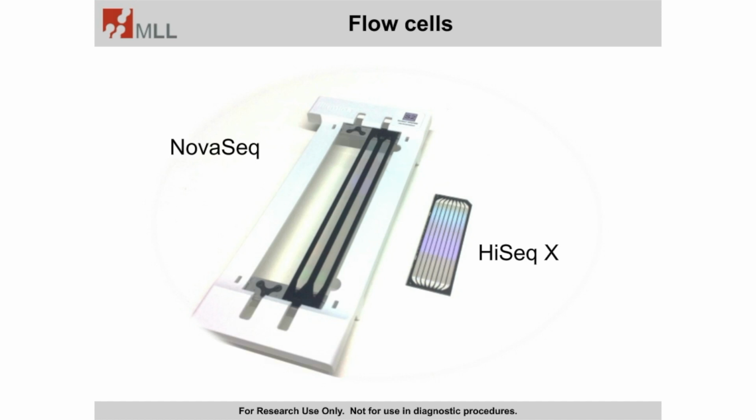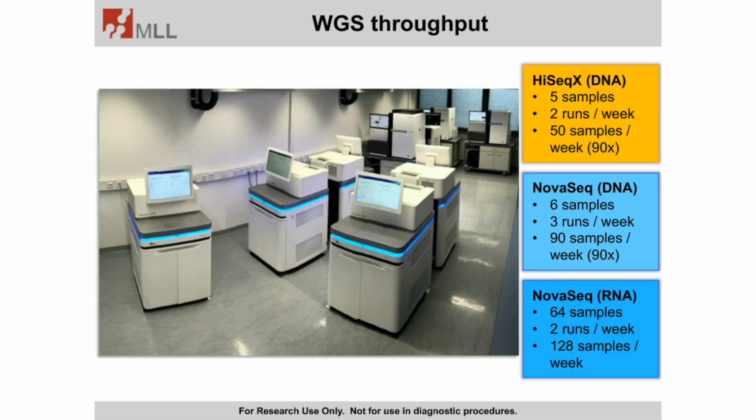So what we are doing in this project looks like that. To run the project in the time that we would like to have it ready, we use right now 5 HiSeq-X and 5 NovaSeq in parallel in our lab. We can run 5 samples on the HiSeq-X per run and 6 samples on the NovaSeq per run per machine. And we cover all these genomes 90x minimum.